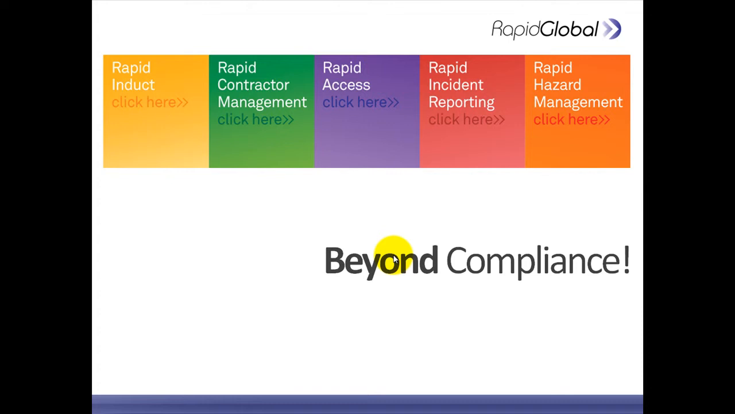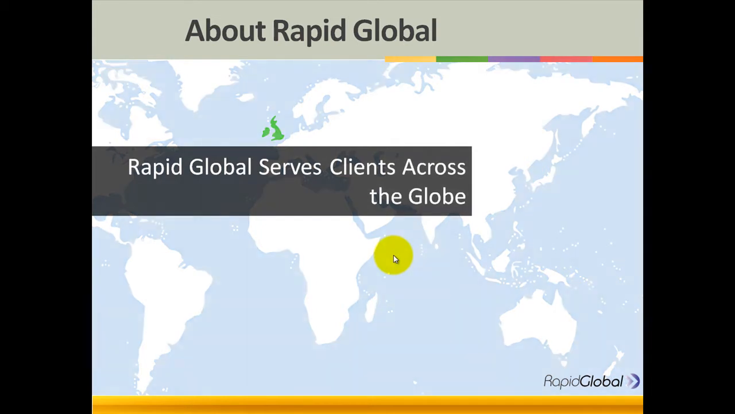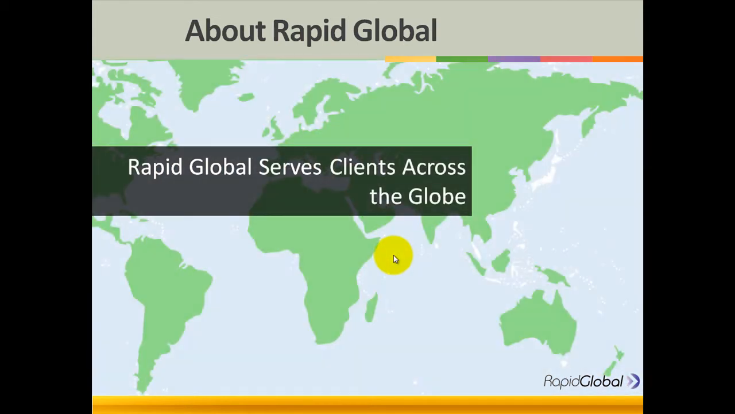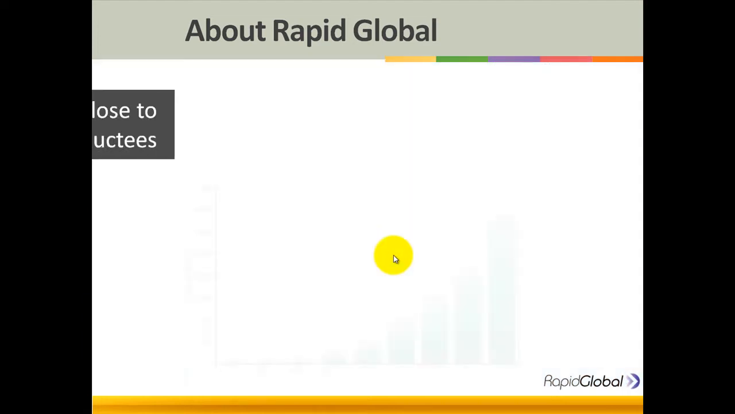Rapid Global does a whole variety of products, mainly surrounding OH&S or health and safety and compliance. We also service clients across the globe, so whilst we have offices in Australia and also in the United Kingdom, we're able to service clients on every continent around the globe.